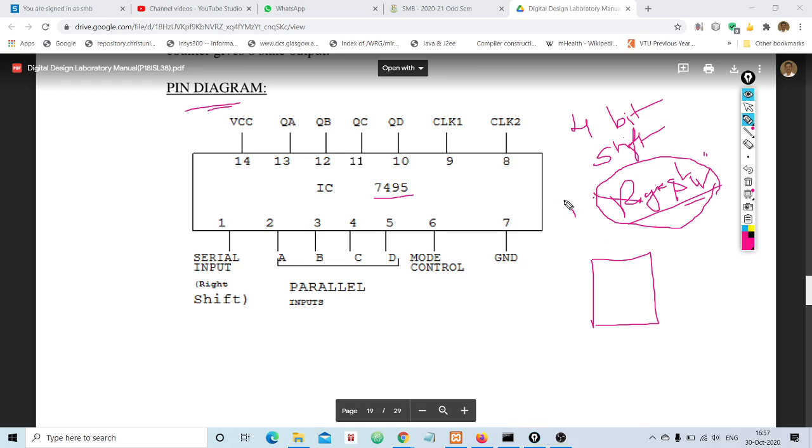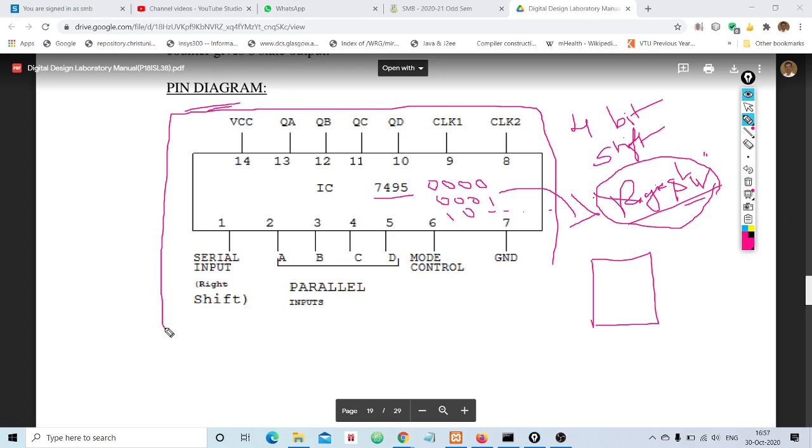And since this IC is called a 4-bit shift register, this shift register can store 4-bit data at a time. That 4-bit data can be 0000, or 0001, or 1000, and so on. Basically this IC will act like a memory element, and the capacity of this memory element is 4 bits. That's why this is called a 4-bit register, correct?